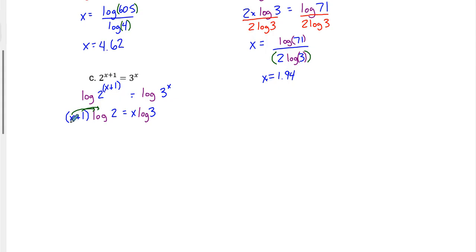We're going to multiply x by log 2 to give us an x log 2. We distribute a 1 onto a log 2. I can write the 1, doesn't really matter. But 1 multiplied by log 2 would be a 1 log 2, equal to x log 3.